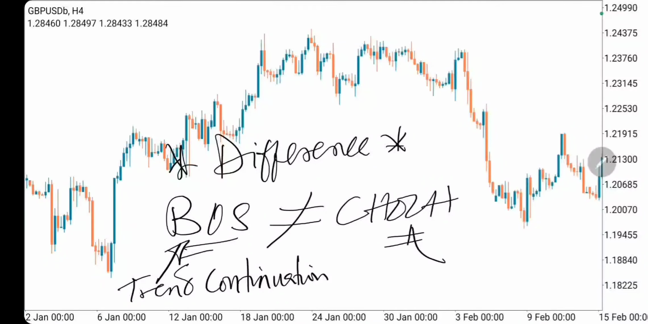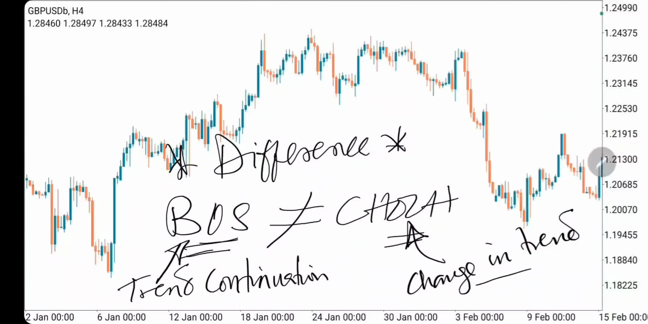While change of character signifies a change in trend. If a break of structure occurs, it means that the currency pair's trend is going to continue in the same direction. If the market was going in a bullish form, when a break of structure occurs, it is going to continue in a bullish form. Or when it is a bearish trend, it's going to continue in a bearish trend. But when change of character occurs, it means that if the market is in a bullish phase, it's going to change to a bearish phase.